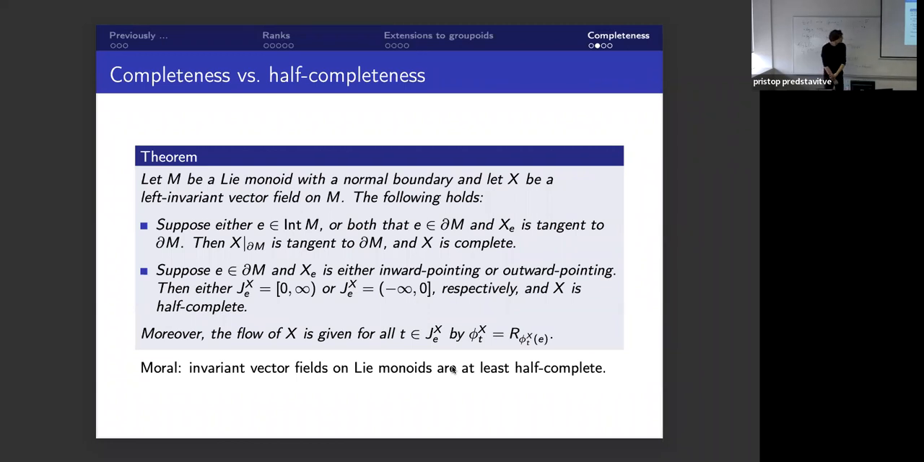The flow of the left invariant vector field is going to be given, just as in the case of Lie groups, by right translation at the appropriate point. Okay, so maybe I can give you an idea of why this holds, just so I don't state results without giving any kind of justification.